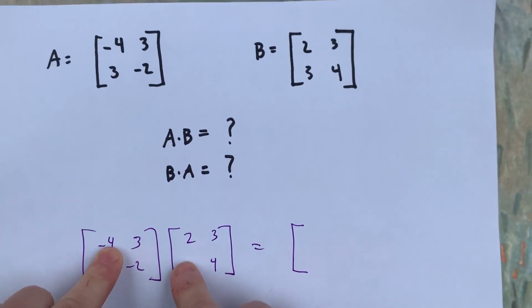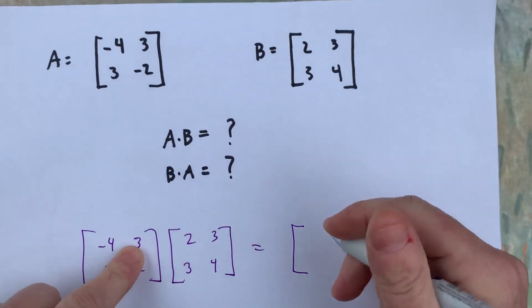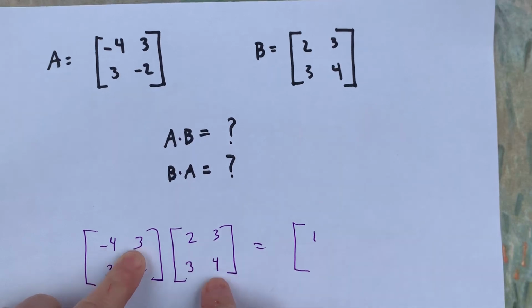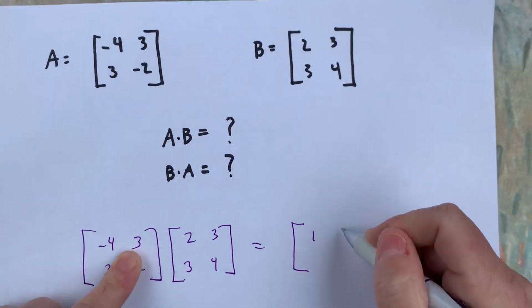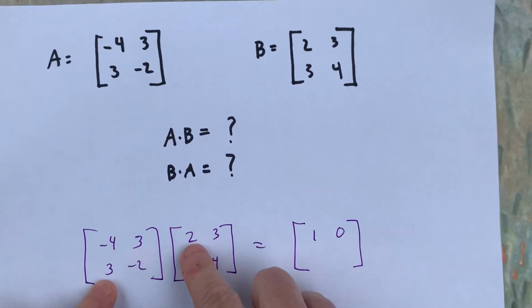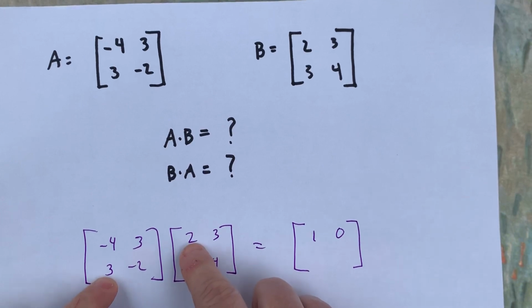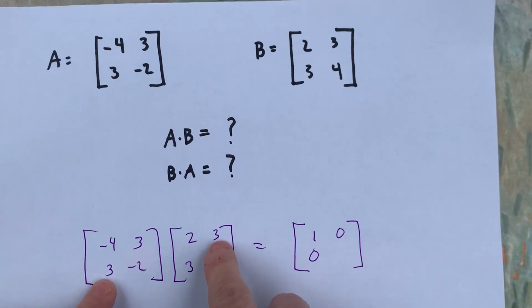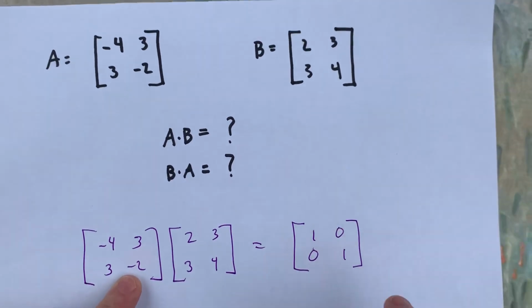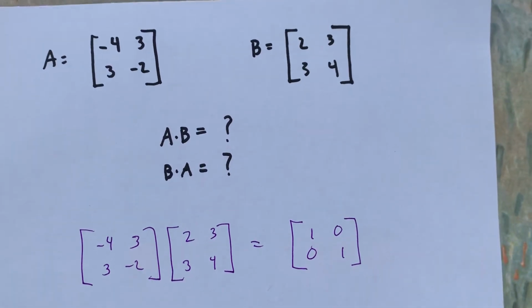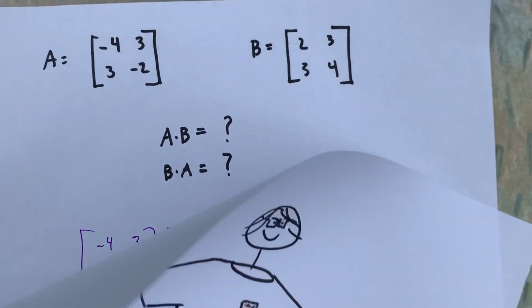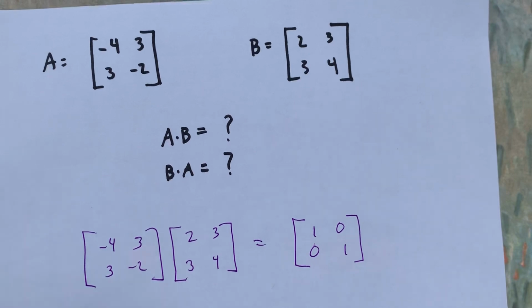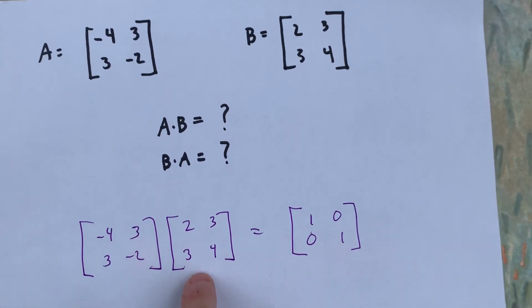Right here I'm going to get -8 plus 9. That's 1. That looks promising. -12 plus 12. That's a 0. 6 minus 6. Boom. 9 minus 8. Oh my gosh, there he is. That's our new friend, the identity matrix. So it looks promising that it's an inverse.